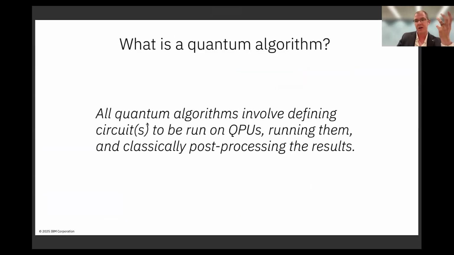Okay. So again, why are quantum algorithms exciting? Why do they matter now? Because they all involve defining circuits, running them on QPUs, and classically post-processing the results. And this new world of heterogeneous compute, quantum and HPC, presents new opportunities for developing quantum algorithms.